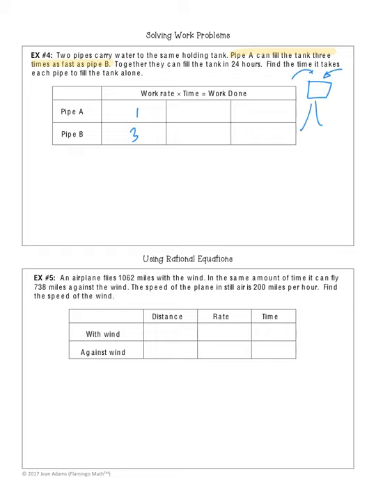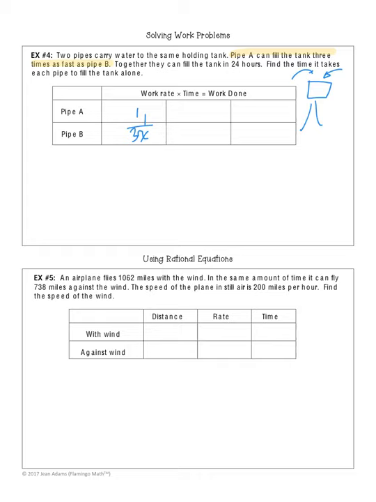If pipe A is 3 times as fast as pipe B, then pipe A can get the work done in 1 minute, let's say, and pipe B could get the work done in 3 minutes. So then pipe A's work rate would be 1 over 1, and pipe B would be 1 over 3, because it's a fraction. And remember, the bigger the denominator in the fraction, the smaller that fraction is. So since I know nothing about pipe B, it's going to be my 3x, and it's going to be 1 over 3x.